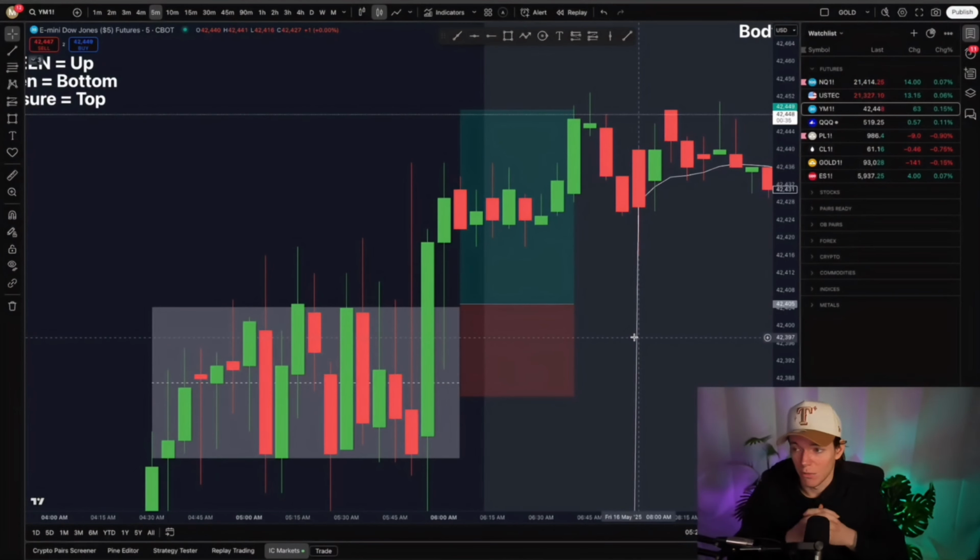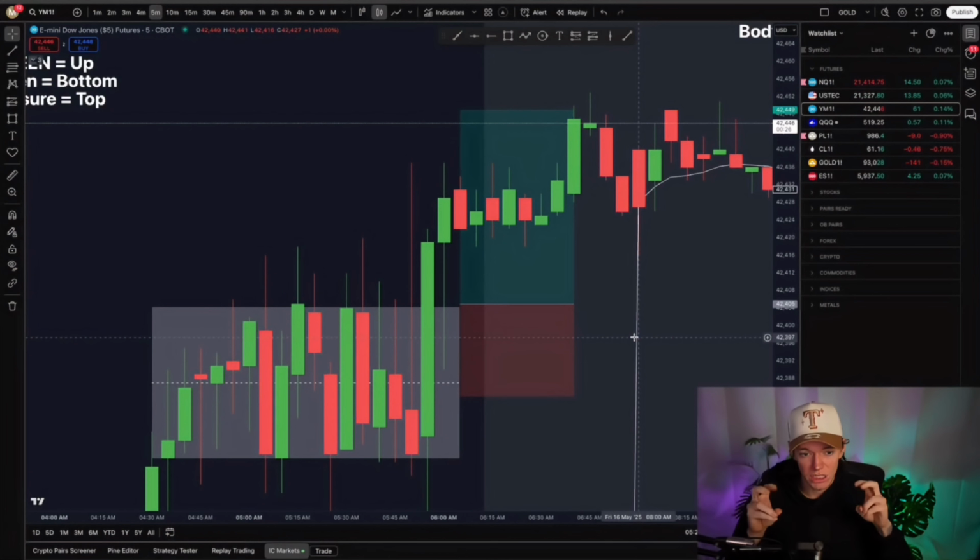So I just want to remind you though, when looking at these kind of plays and trying to read the market, I will only read the market based off of candle closures, right? You have to get this right. Write this down. You only read the market off of candle closures.